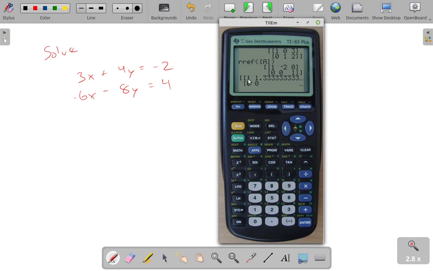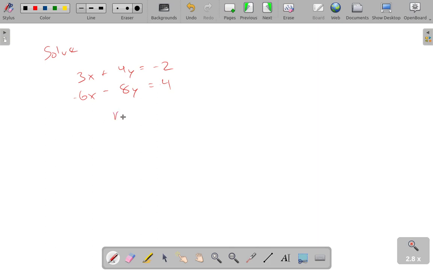All right, so in this case we get 1.3 repeating, it looks like, and negative 0.6 repeating for the first. That's really sloppy. This is supposed to be saying going into RREF. We get 1.3 repeating, negative 0.6 repeating. We got all zeros for the other line. Let's look to see what's going on here.